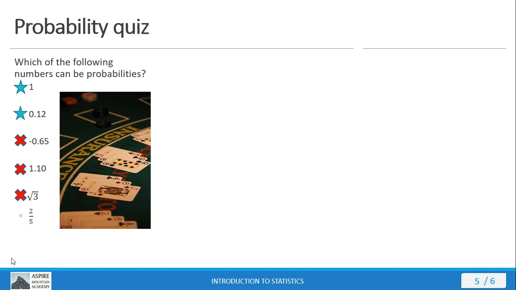What about 2/5? Well, again, if you don't know that 2/5 is 40% or 0.4, you can punch that out on your calculator. 2 divided by 5 gets the 0.4, which is 40%. That's between 0 and 1. Therefore, 2/5 can be a probability.